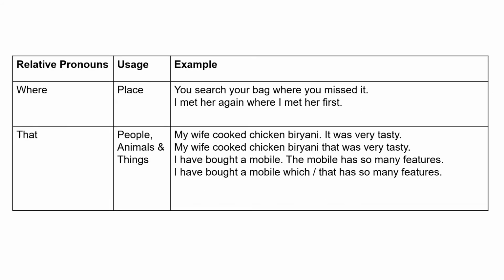Next, where relative pronoun. Where is used for place. For example, you search your bag where you missed it. See, as you know, we use where for place. So it is the reason I say here, you search your bag where you missed it. You missed your bag somewhere. If you search the bag where you missed it, you will get it. That is the meaning here.